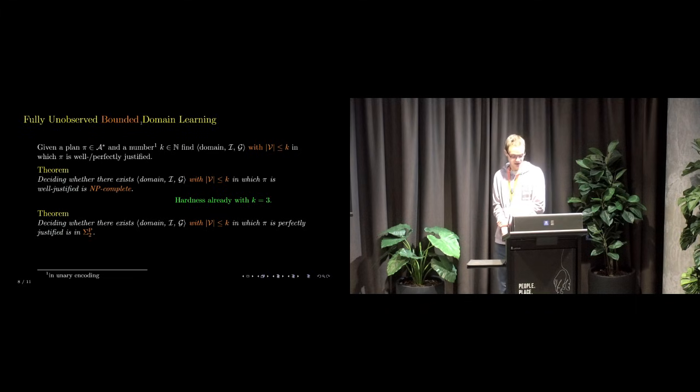And for perfect justification, it's in Sigma P2. That's the highest complexity of the paper. It corresponds to formulas with an exists for all quantifier. And we again believe it's tight, though for such a hardness proof, we're definitely going to need to have K variable. K is then not constant anymore in the hardness proof.